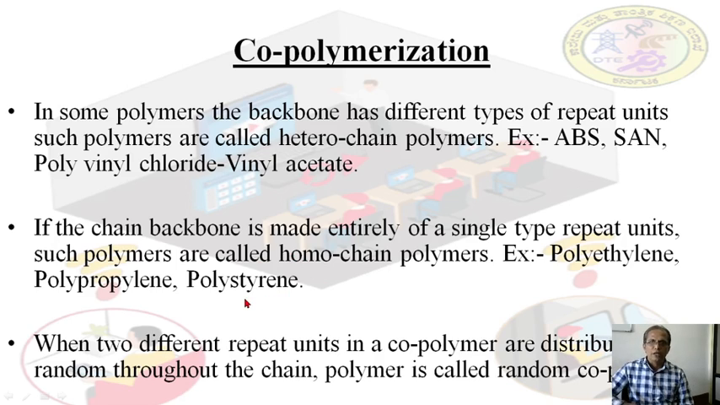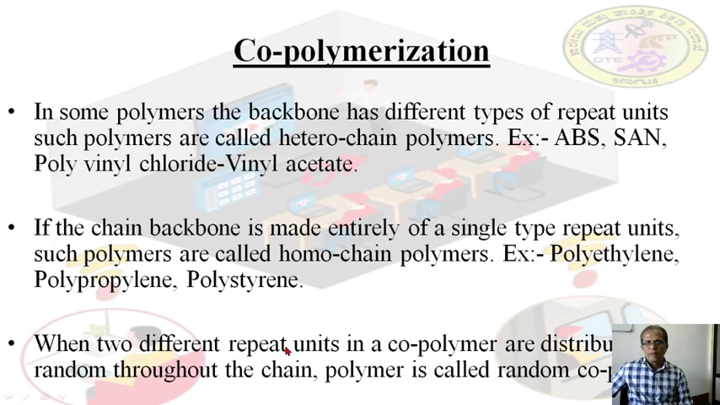Even in polystyrene, styrene is the monomer. Repeat units of styrene will be there throughout the macromolecule length, and that polymer is known as polystyrene. So basically, there are heterochain polymers and homochain polymers. Heterochain polymers may be of copolymer type.